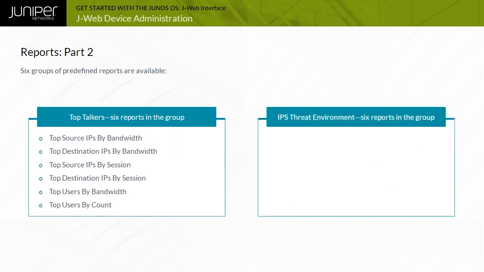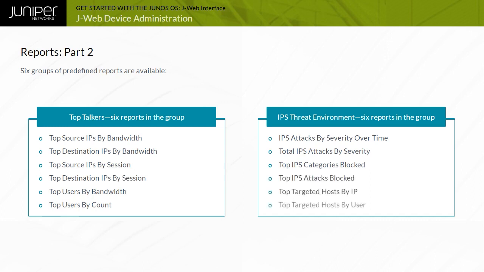The IPS Threat Environment group packages together 6 reports, namely IPS attacks by severity over time, total IPS attacks by severity, top IPS categories blocked, top IPS attacks blocked, top targeted hosts by IP, and top targeted hosts by user.